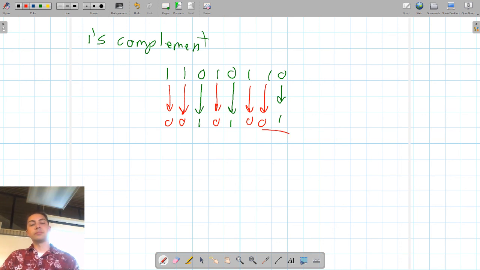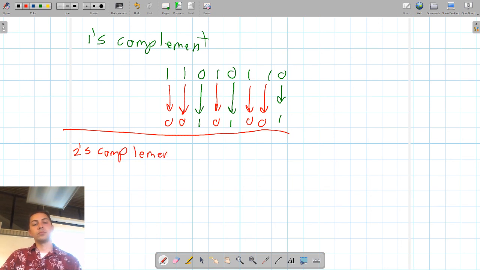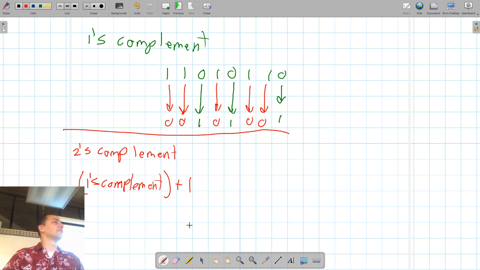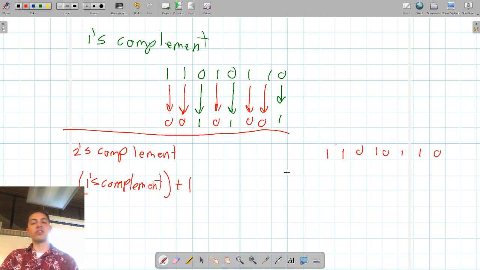Two's complement is equal to the ones complement plus 1. To get from the ones complement to two's complement, you add 1. So if we were doing the same procedure here, use the same number, 11010110. That's our original number.